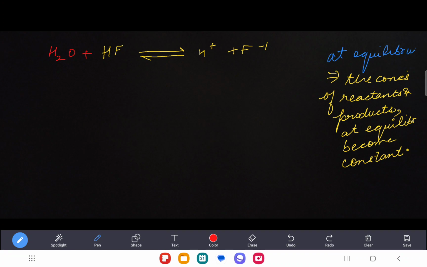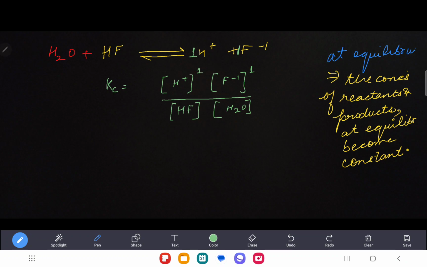So what do you think I should write down? I can always calculate the equilibrium constant according to the equilibrium. I'm going to write down Kc. K equilibrium will be the concentration of H plus ion raised to power 1 because the stoichiometric coefficient is 1, into F negative raised to power 1 because the stoichiometric coefficient is 1, divided by HF, that is 1, and the concentration of H2O. So this ratio is going to be my equilibrium constant for a weak acid, because for the dissociation of a weak acid, there is always an equilibrium being developed. Are you understanding? Now you tell me, for water, what have we learned?